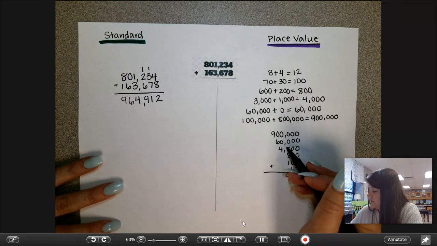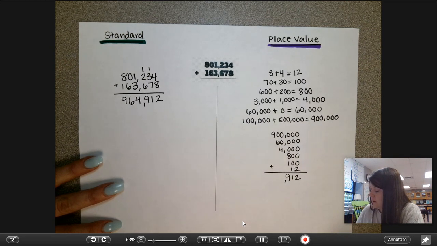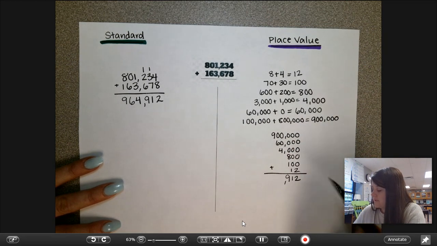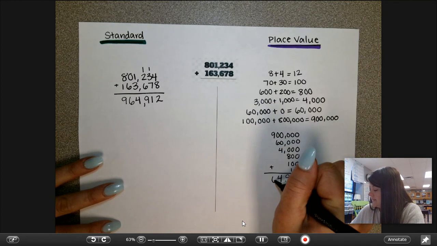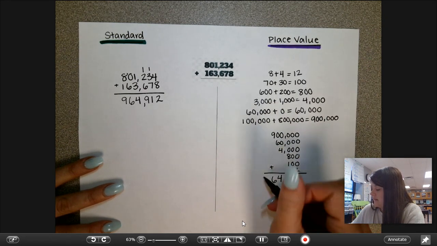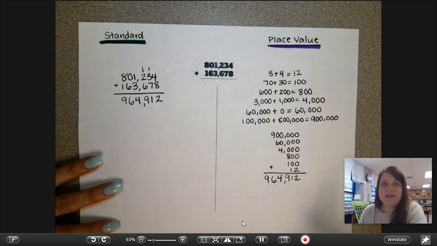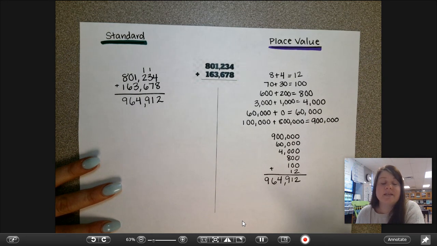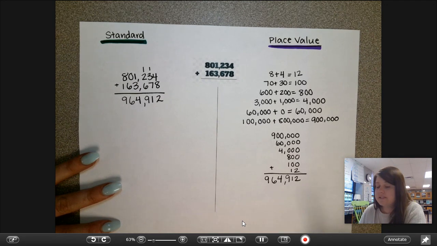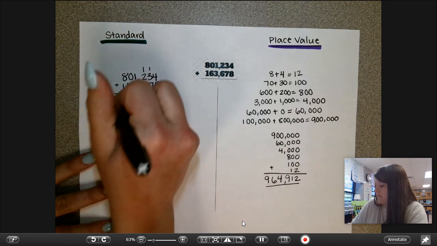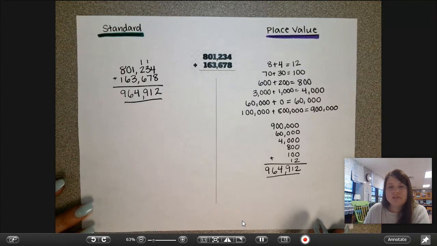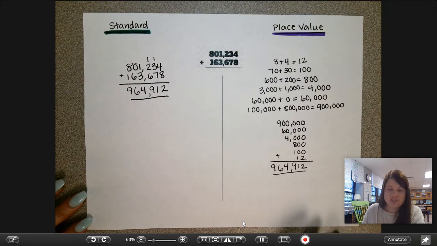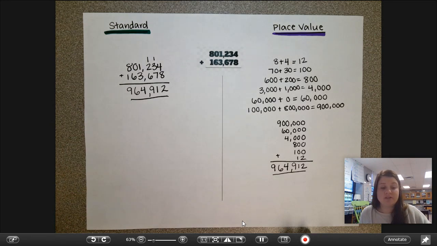And then I see I'm moving to the thousands place, so I'm going to go ahead and put my comma. 4 plus 0 is 4. 6 plus 0 is 6. And 9 plus nothing is 9. So I get an answer of 964,912. And if you look, my answers match on both sides, even though I used two different strategies. So these are two strategies that you can use for addition. The next strategies I'm going to show you work for subtraction.